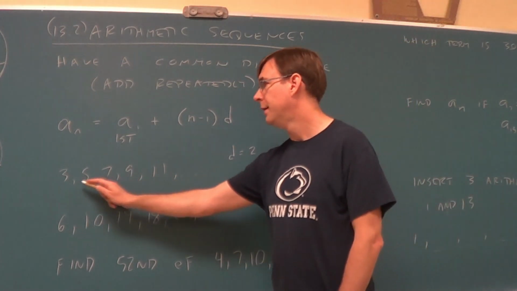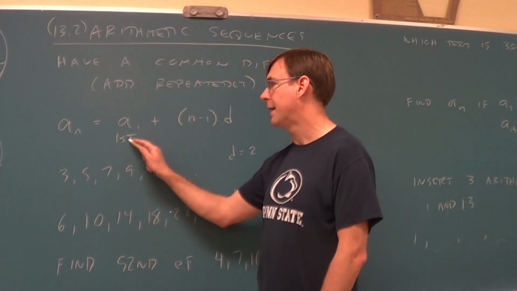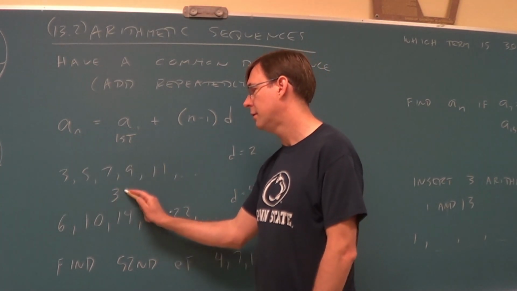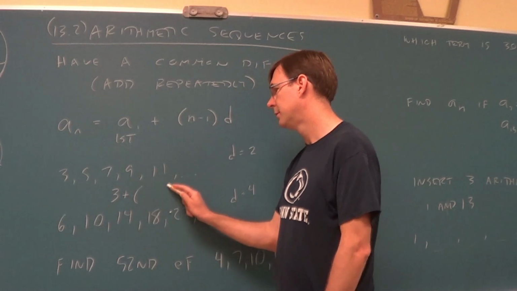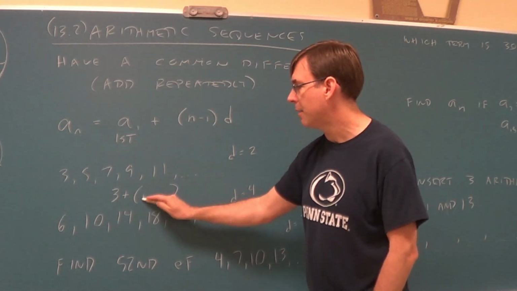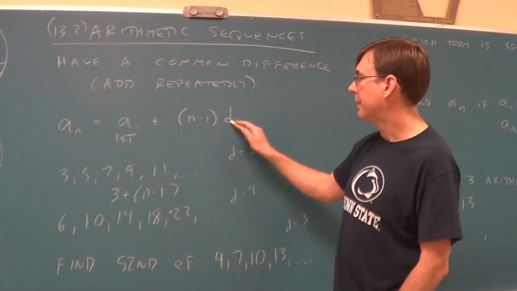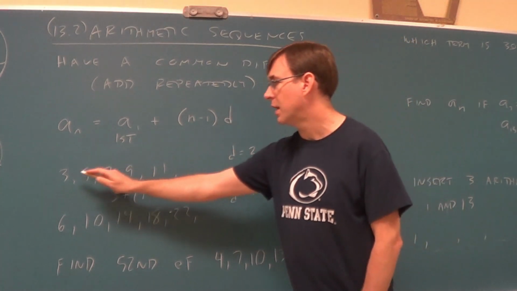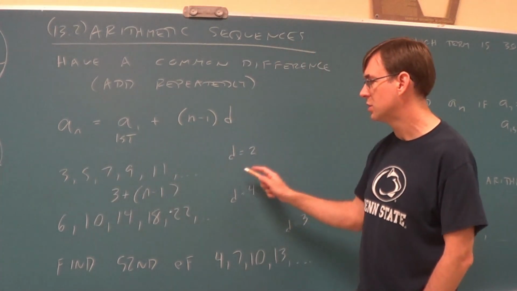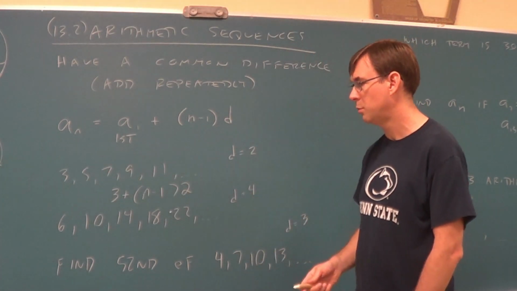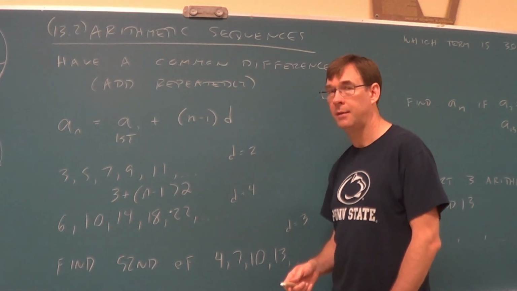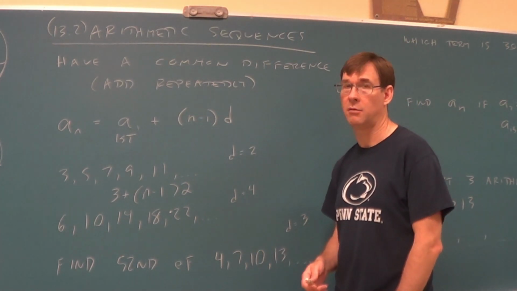So for this one, if I want to follow this pattern, I just need the first term, which is 3, plus, put in parentheses n minus 1, times the difference. The difference is the 2. Every time this is jumping 2, so the difference would be 2. If we set that up, that is a correct general term.